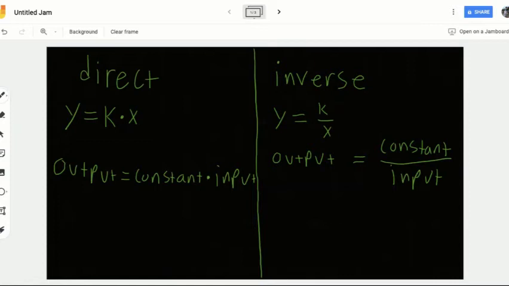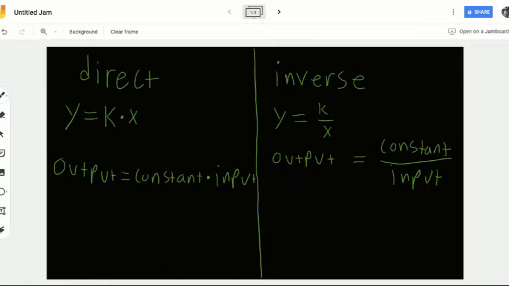We're working on 1.6.3 Algebra 2, Semester 2, inverse variation. All right, so we have two things to look at. We have direct variation, which is y equals k times x, which is essentially just the output equals constant times input. So it's direct. The y and the x are on the same line.